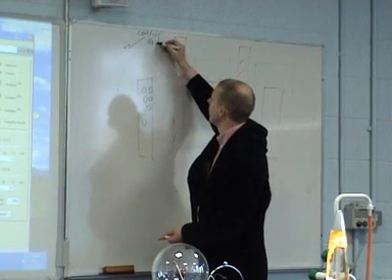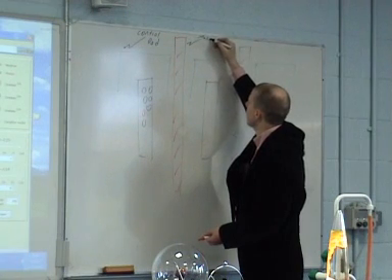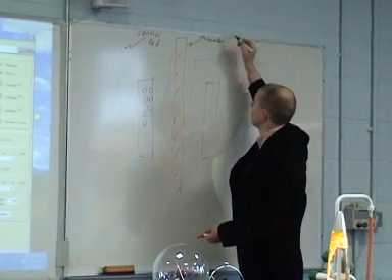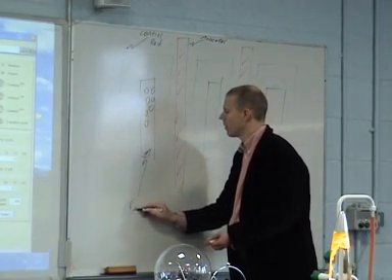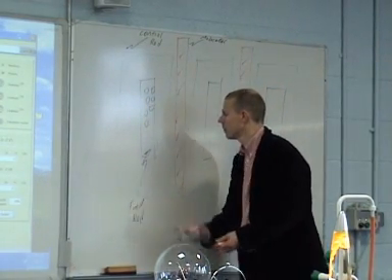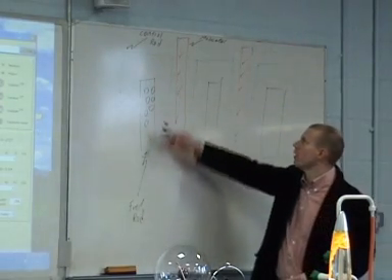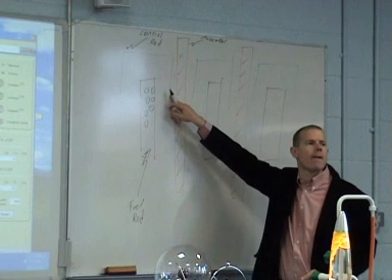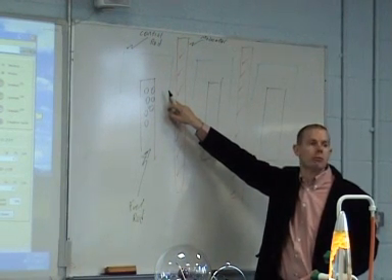C-O-N-T-R-O-L. Red? Moderator. And the black? Fuel rod. Function of the fuel rod is to supply the uranium. Function of the control rod is to what? Control the reaction. Control the rate of the reaction.